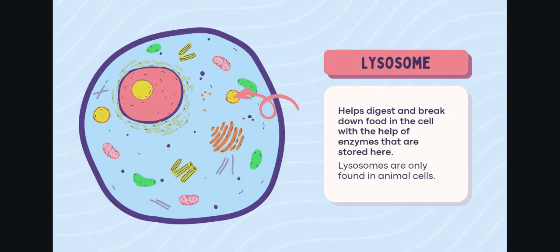So the lysosome. This is basically another type of vacuole, and it helps digest and break down food. The waste it gives to the vacuole, and the nutrients it gives back to the cell in ways that the cell can use. Enzymes are stored here.